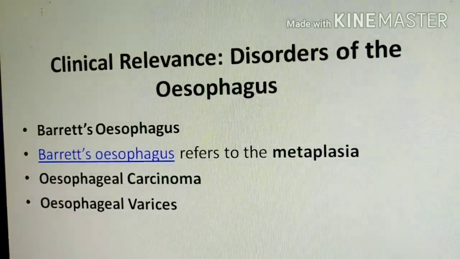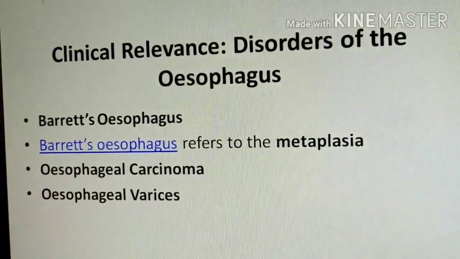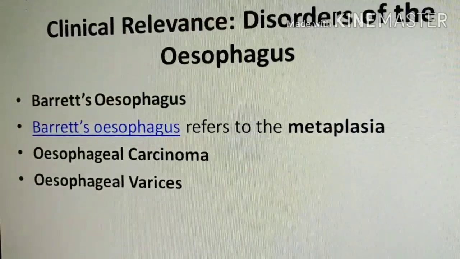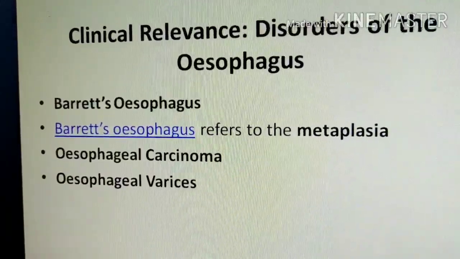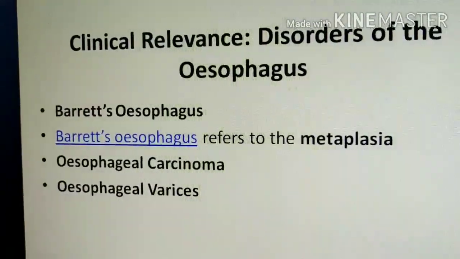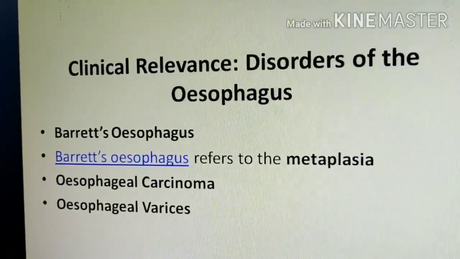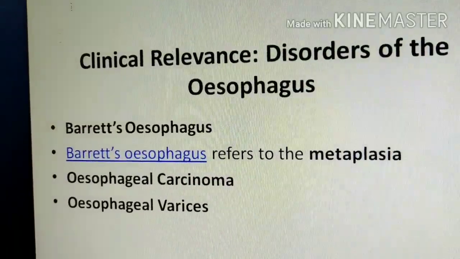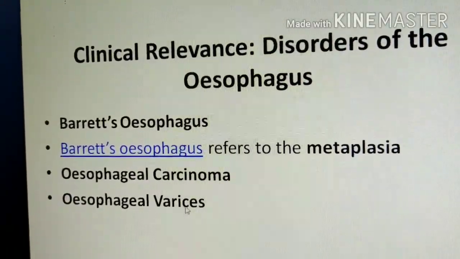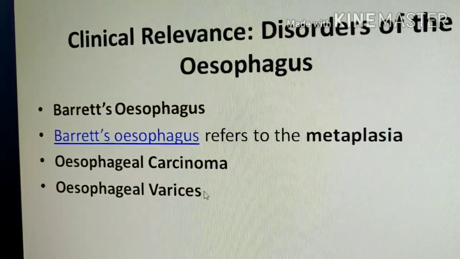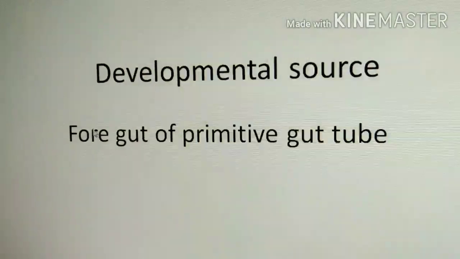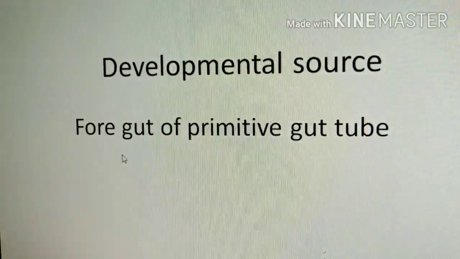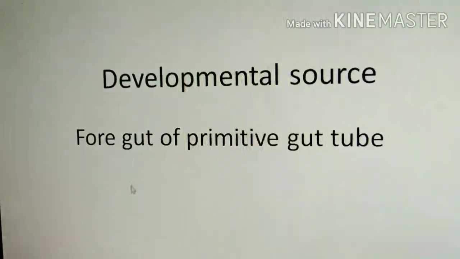Now the clinical correlations, that is, disorders of the esophagus. First is Barrett's esophagus. Barrett's esophagus refers to metaplasia, and there are also esophageal carcinoma and esophageal varices. Okay. Now the developmental source. The esophagus comes from the foregut, the cephalic part of the foregut of the primitive gut tube.